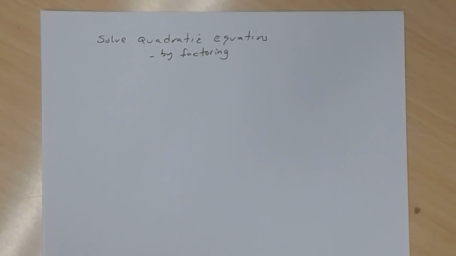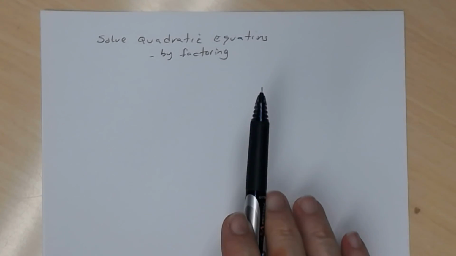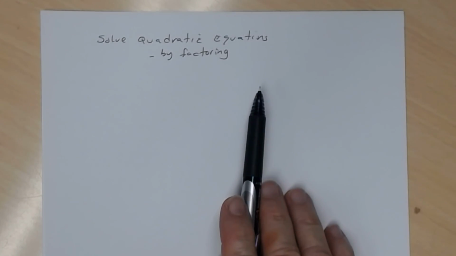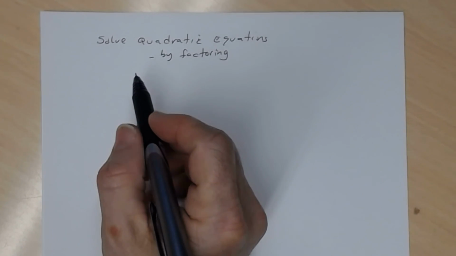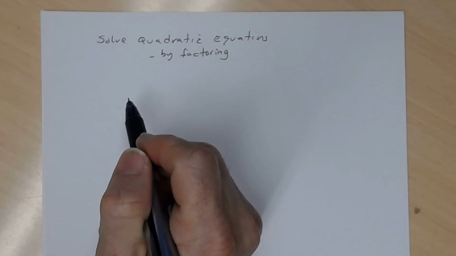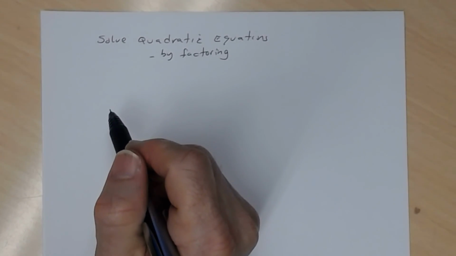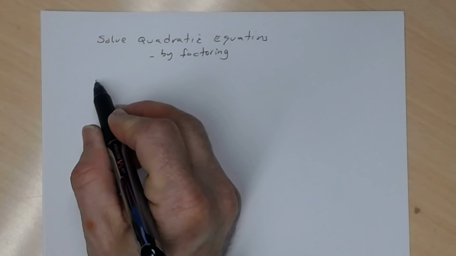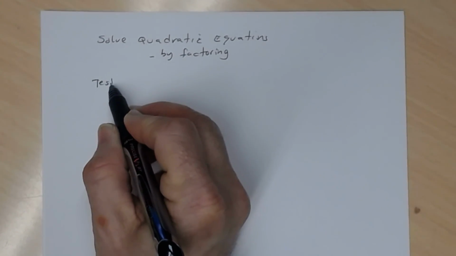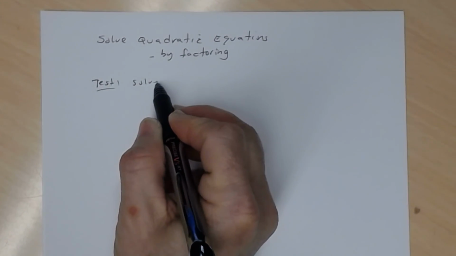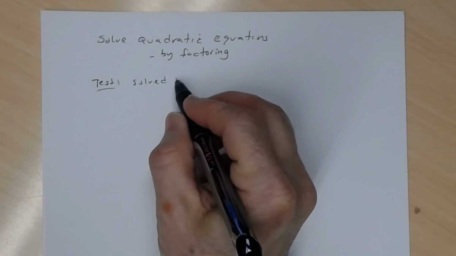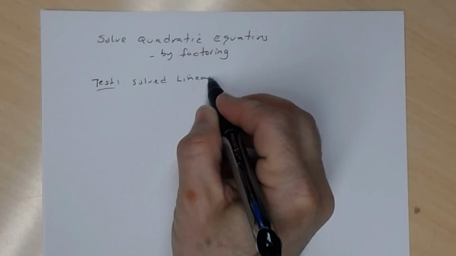Okay, so in today's lesson, we're going to talk about solving quadratic equations. And these quadratic equations are going to be solved by factoring. Now, let's talk about the equations that we solved on test 1. So on test 1, we solved linear equations. So these were linear equations.